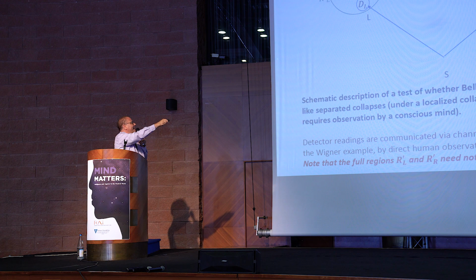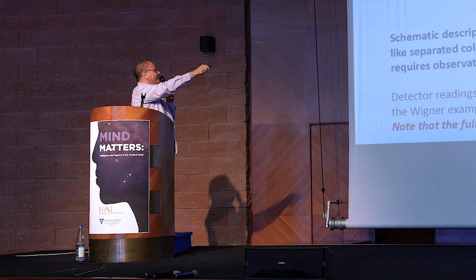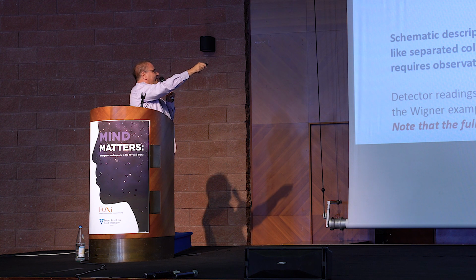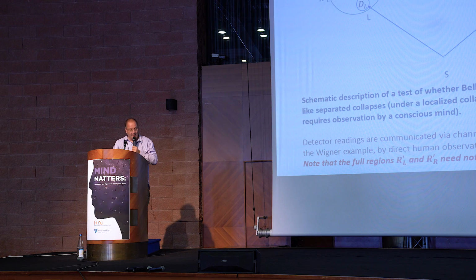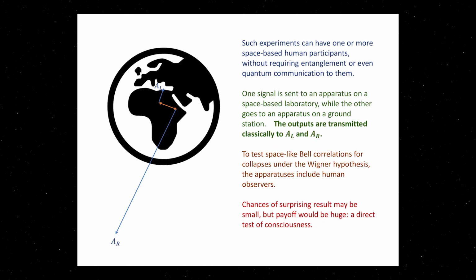So you need, at the very least, that these red regions on the left and on the right are space-like separated. If you want to think of the apparatus here as a human consciously observing the outcome, and the apparatus here as a human consciously observing the outcome here, then they need to complete their conscious observations in space-like separated regions, if your aim is to prove that you have Bell non-locality of measurement outcomes. That hasn't happened in any Bell experiment to date.